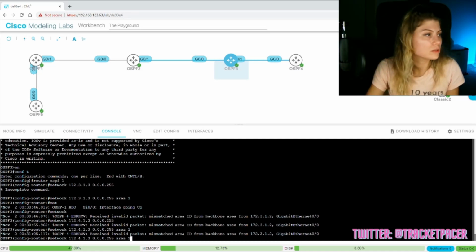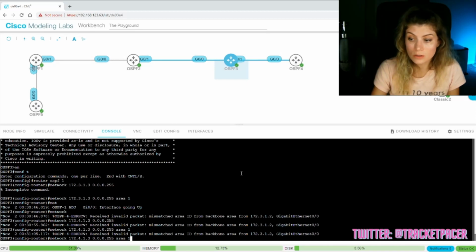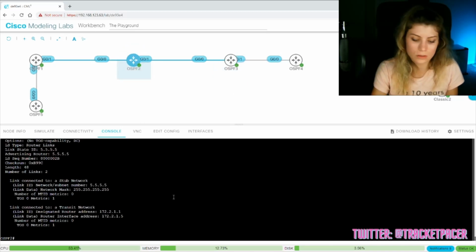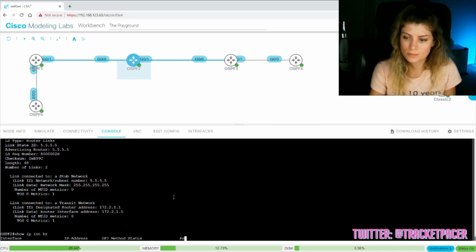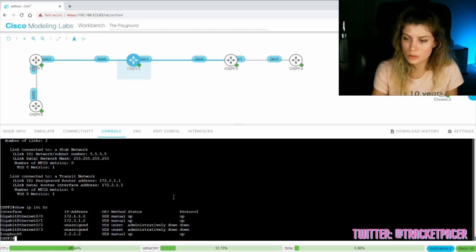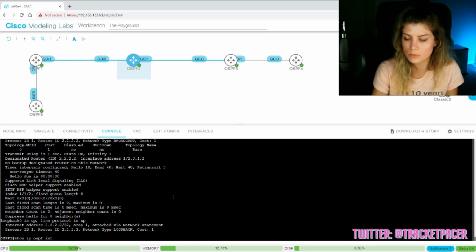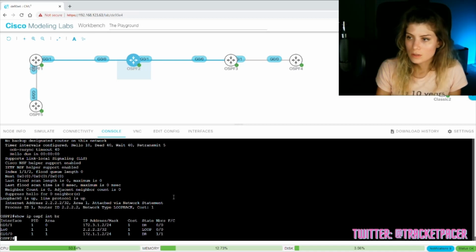Interesting. 3.1.2 should be in area 1, but it looks like I configured it as not area 1. So let's see. 3.1.2, show IP OSPF interfaces. It's going to be in area 0, isn't it? Nope. Brief. Oh, you know what? No, I'm stupid. This is area 0.